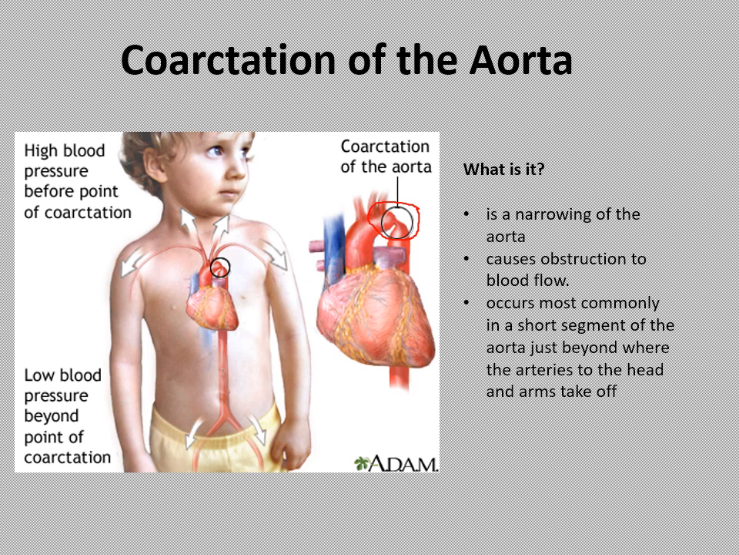So when there's an obstruction over here, the blood pressure before the point of coarctation will become very high, and the blood flow or blood pressure beyond the point of coarctation becomes very low. It occurs most commonly in a short segment of the aorta just beyond where the arteries to the head and arms take off.